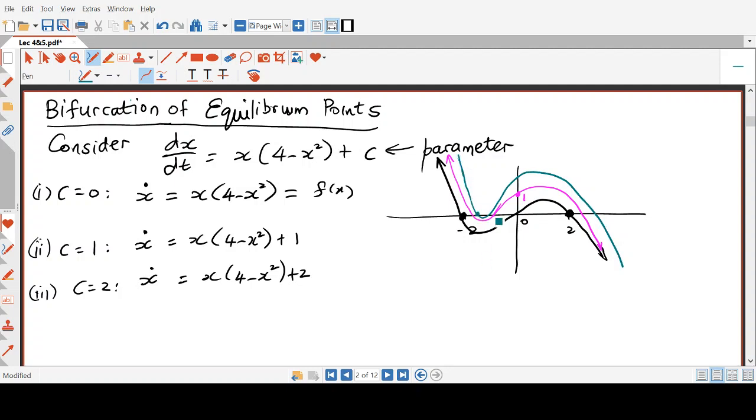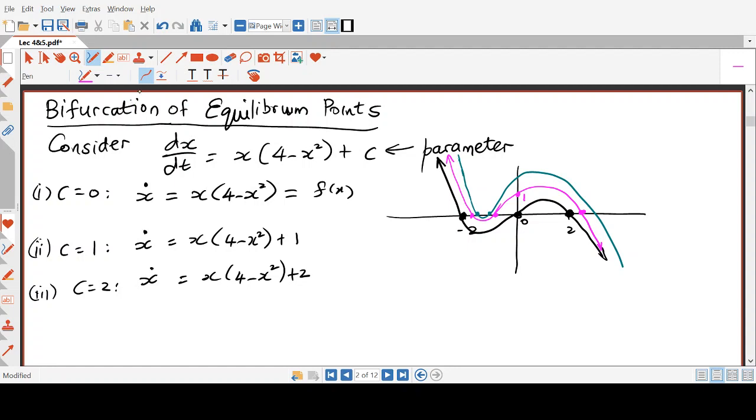You still see there are fixed points. In the original one, there were 3 fixed points. In the purple one, there were still 3 fixed points. But you see, these 2 fixed points have become closer, and this one has gone further away from 2. It's moved away. Look at the 3 purple dots. Then you look at the green dots, you see the 2 have come very close. Eventually, you can see what's going to happen here.